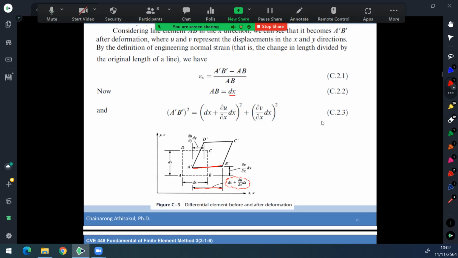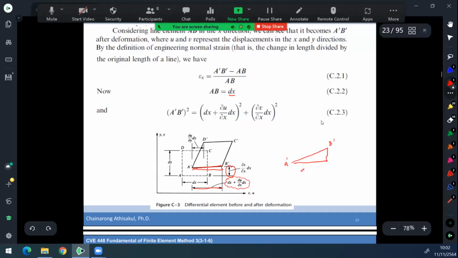Okay. Plus what? Plus this. As I told you, the figure here is maybe not correct. Okay. So you will see, I zoom out. This is A prime, this is B prime. Okay. This is dx plus partial u by partial x dx. Okay. This is partial v by partial x dx. Okay. So then we can find A prime B prime by this equation according to the Pythagoras theorem.